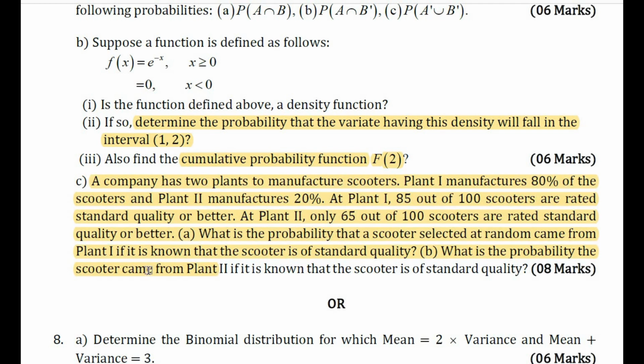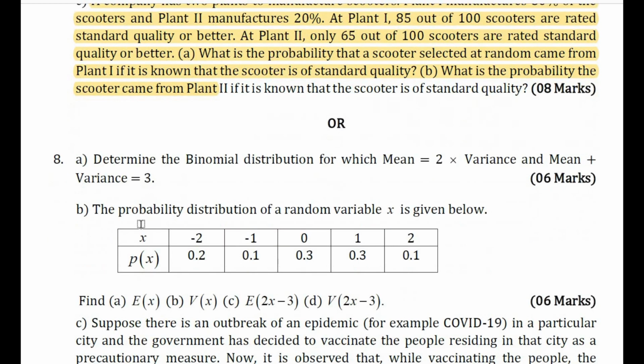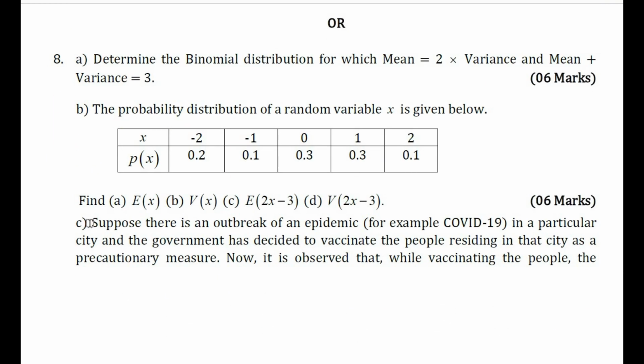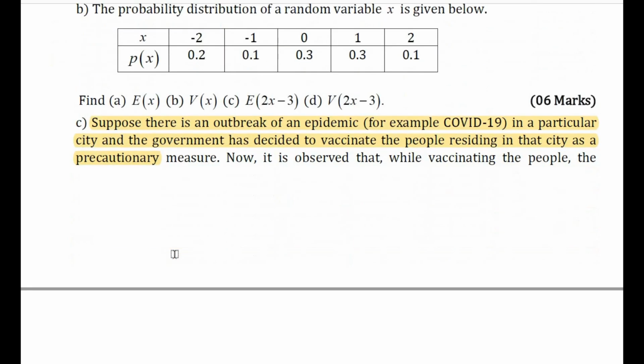Moving on to question number 8A. The problem is on binomial distribution. It is a standard problem. They have given a binomial distribution. Question number 8B is on random variable. Given a set of values, you are required to find the expectation of x, variance of x, expectation of 2x minus 3, variance of 2x minus 3. I told you, right, question number 8C will be a standard problem. You can go through this problem.